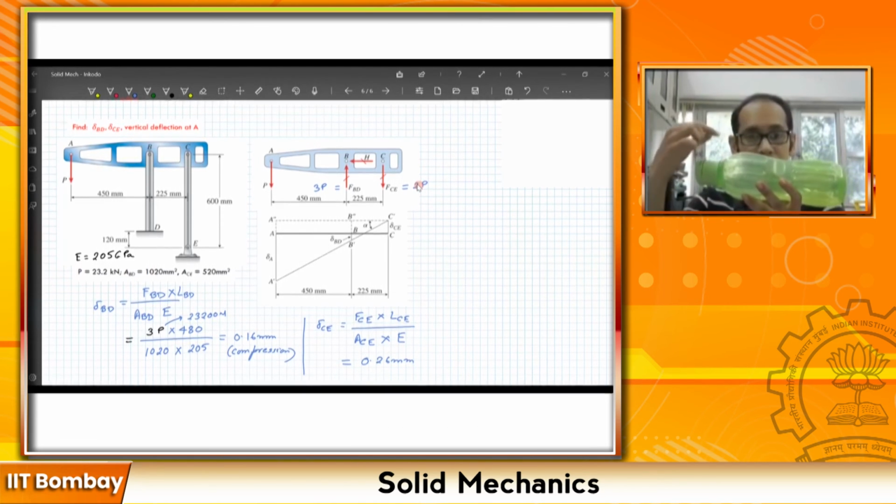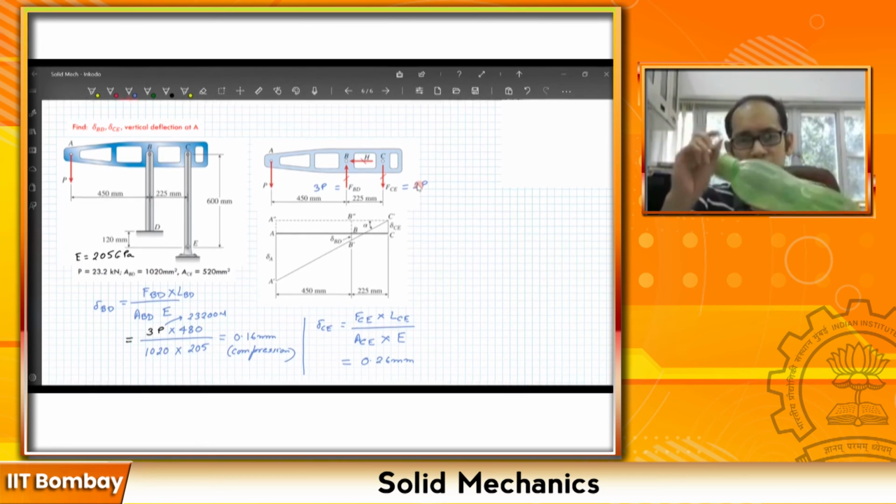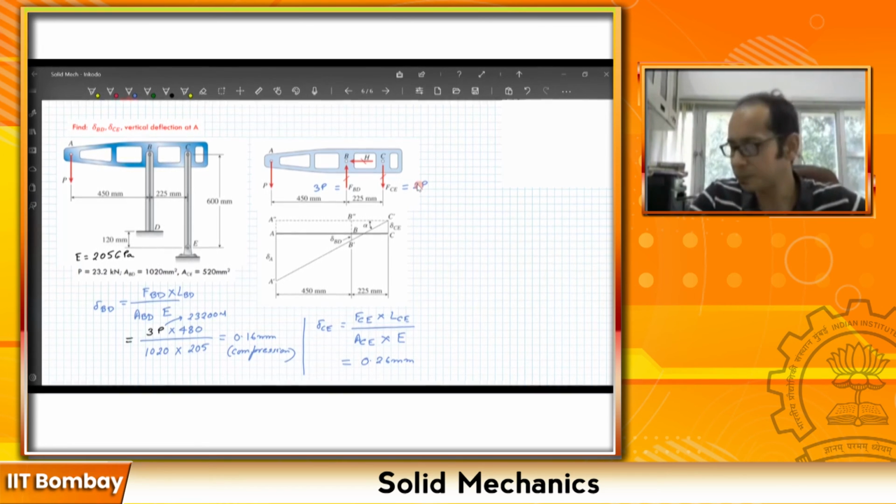You put some strain gauges and you can measure, you will see that very small deformations actually happen. Right? Okay, so our job is not completely done yet over here, because we have calculated these two quantities, delta BD and delta CE. Now we also need to calculate this particular quantity, which is delta A. Now how do we do that?